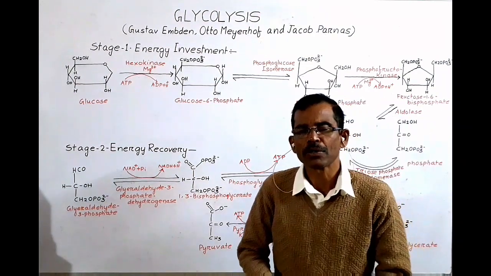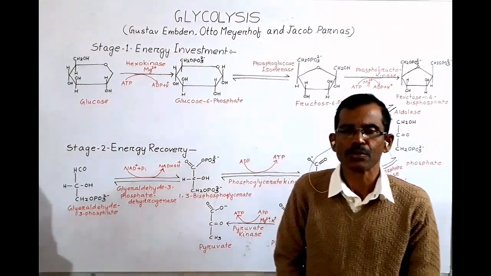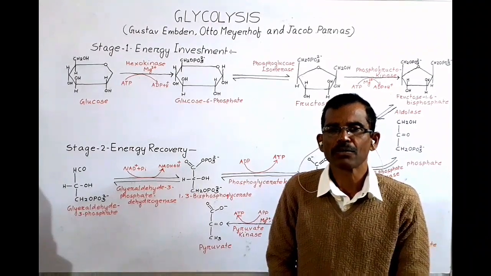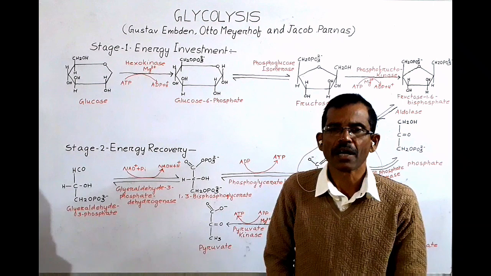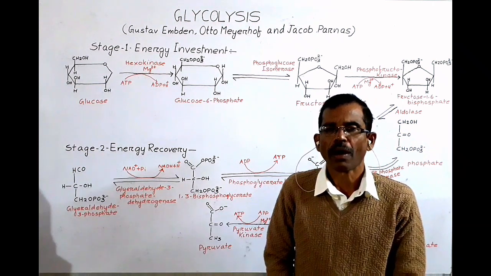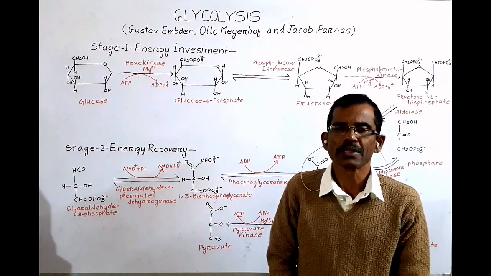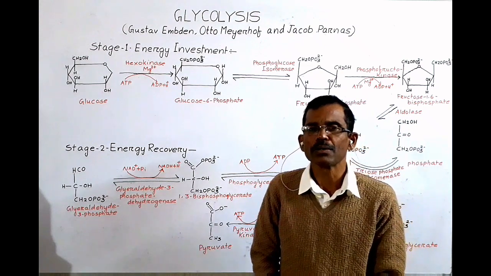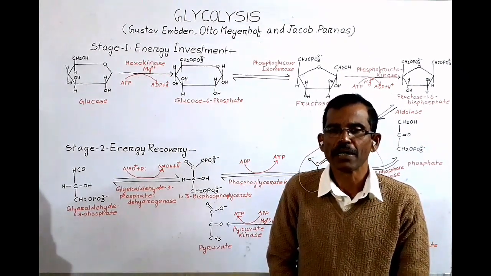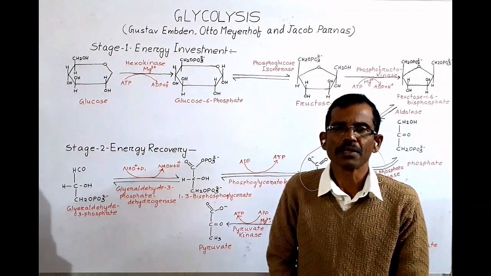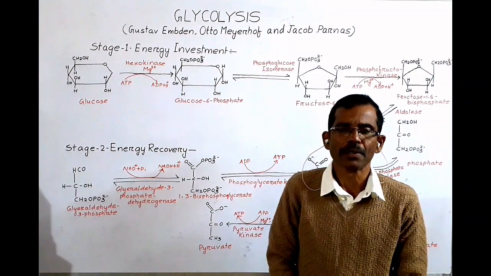Glycolysis, one among the most completely understood biochemical pathways, is a sequence of 10 enzymatic reactions in which one molecule of glucose is converted to two molecules of a 3-carbon compound known as pyruvate with the concomitant release of 2 ATP.